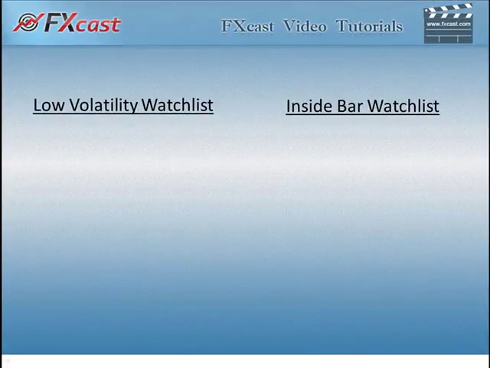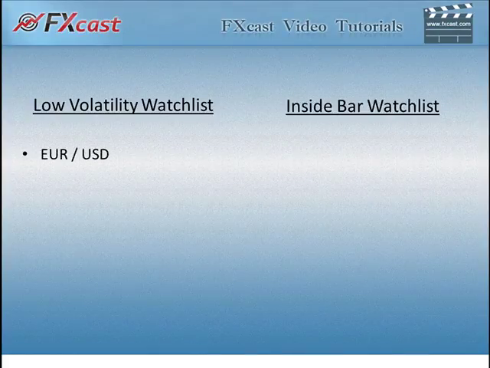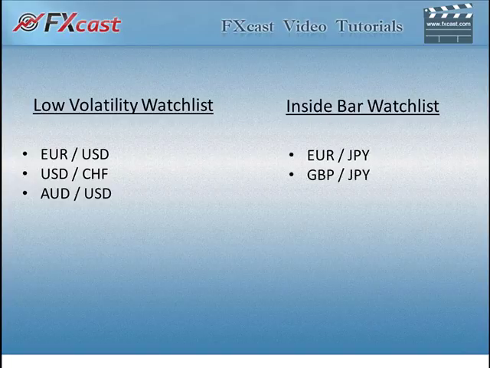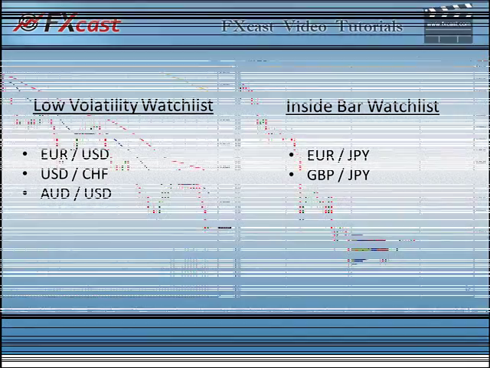Okay, so because of our big low volume consolidation day with the banking holidays, we have a couple of low volatility watches we're going to watch: the euro dollar, the dollar franc, and the Aussie dollar. And in our inside bar watch list, we're going to watch the euro yen and the pound yen, two of the trades we're watching for. So let's go pull those up and take a look.